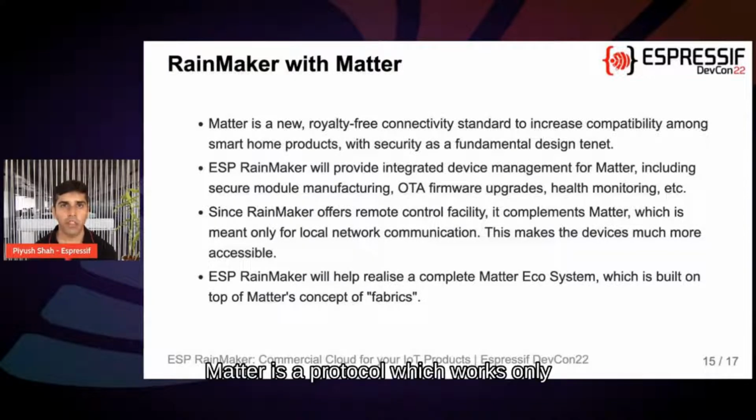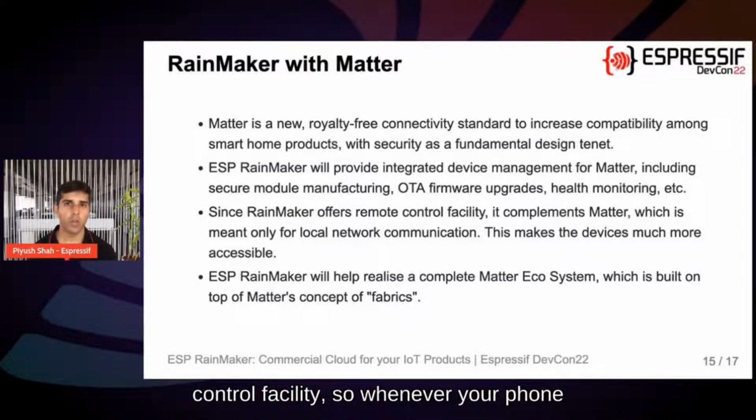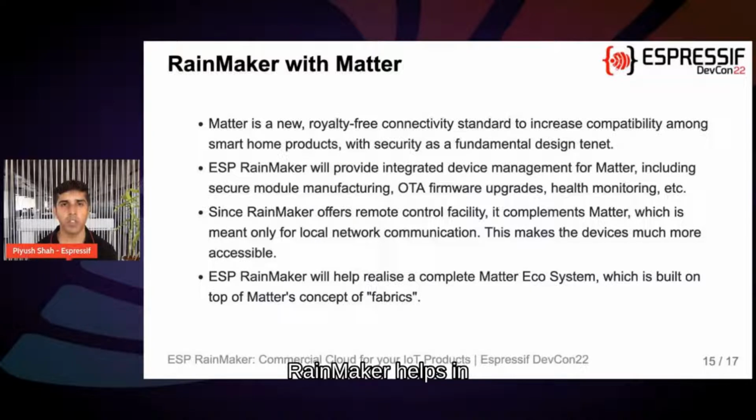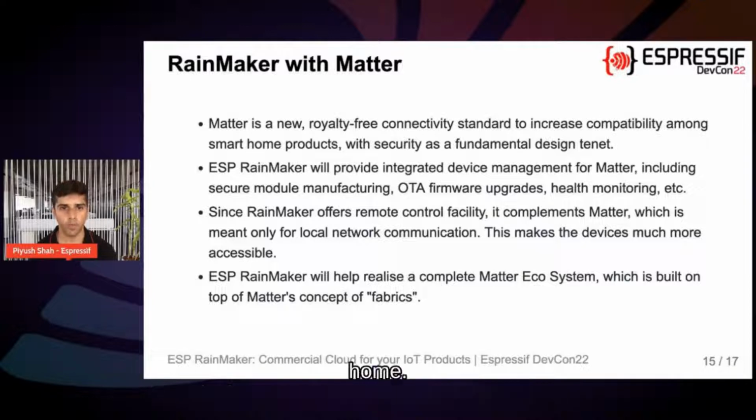So Matter is a protocol which works only on the local network. With RainMaker, you can give a remote control facility. So whenever your phone is on the local network, it would use Matter for talking to your devices. But when you are outside the network, the control can happen through RainMaker. So RainMaker helps in completing the system and making the device accessible even if you are not at home.